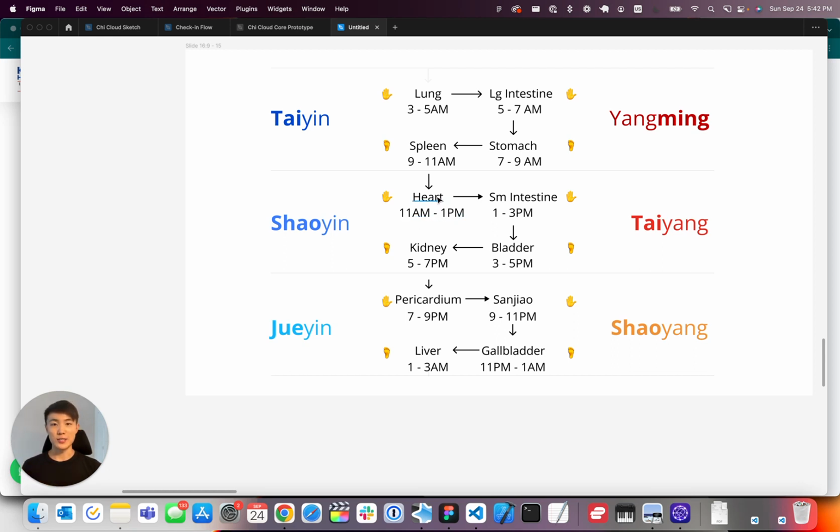So noon is going to be the heart, followed by the small intestine, bladder, kidney, pericardium, sanjiao, gallbladder, and liver, 1 to 3 a.m. You can remember after a night of drinking, it's around 1 to 3 a.m. when your liver is the most active, then back to the lung, 3 to 5 a.m.